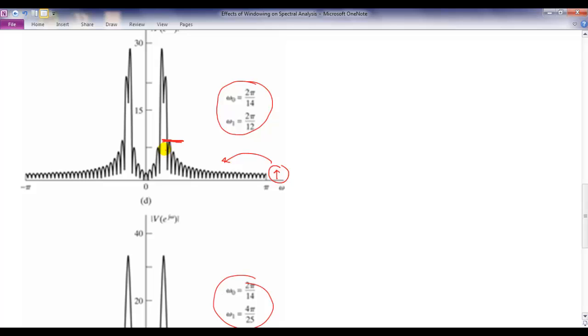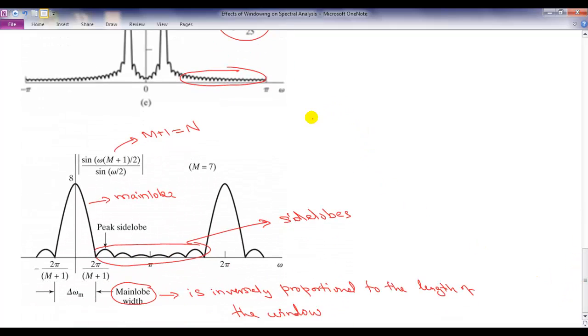Okay. So there are two concepts that are happening when you do windowing. One is you have the spectral resolution, which is determined by the width. So that is determined by the width of the main lobe. And the other is leakage, which is determined by not the width, but the relative height of the side lobes in relation to the main lobe. Okay. Ideally, you want your main lobe width to be small.